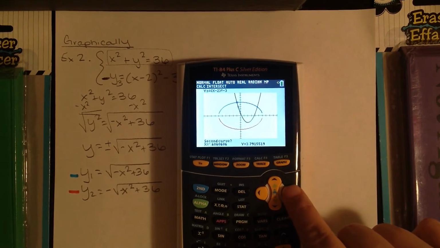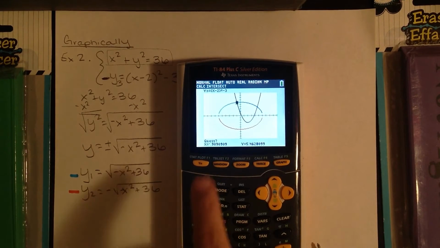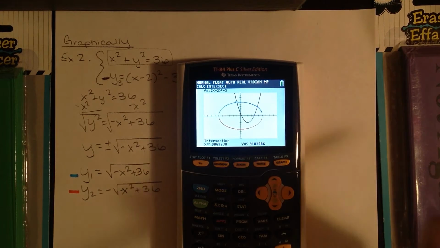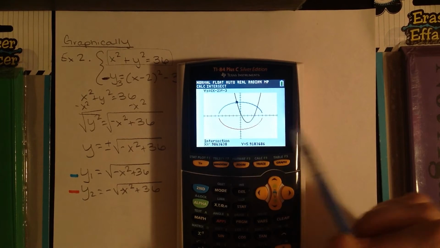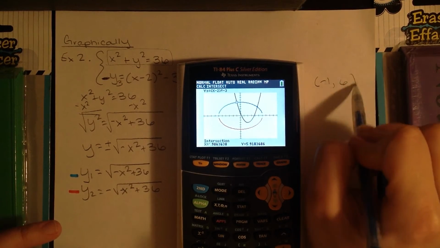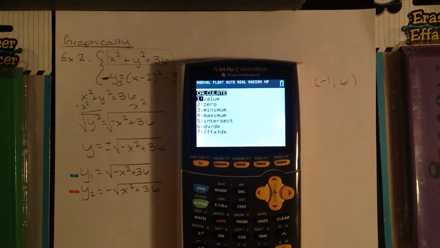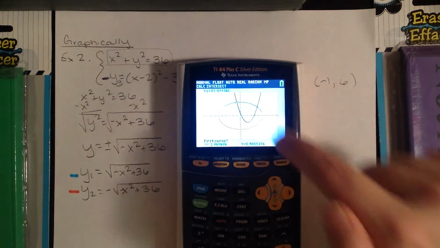Now I notice it's on the black one. So now I'm going to press enter again. Now it says guess. I want it to guess, so I'm going to press enter one more time. So therefore, the intersection is approximately -1, 6. So -1, 6 is one of mine. Alright, now I'm going to do second calc again, intersect. I want to know when the blue one intersects the black one on this side though.